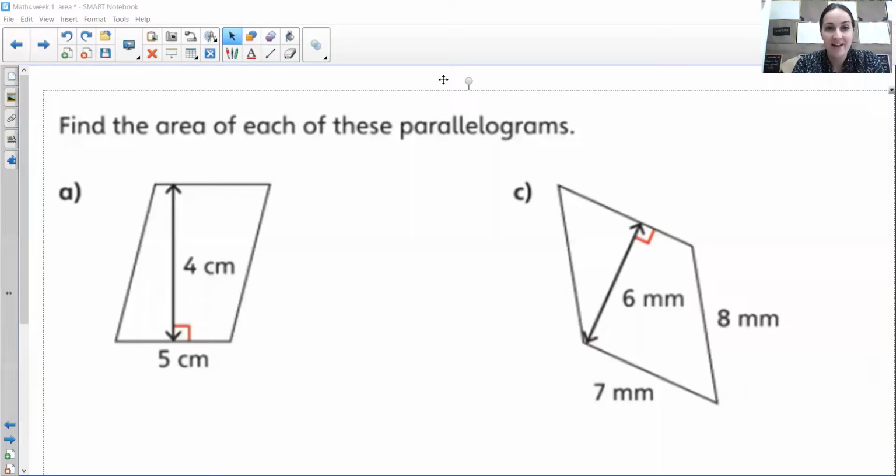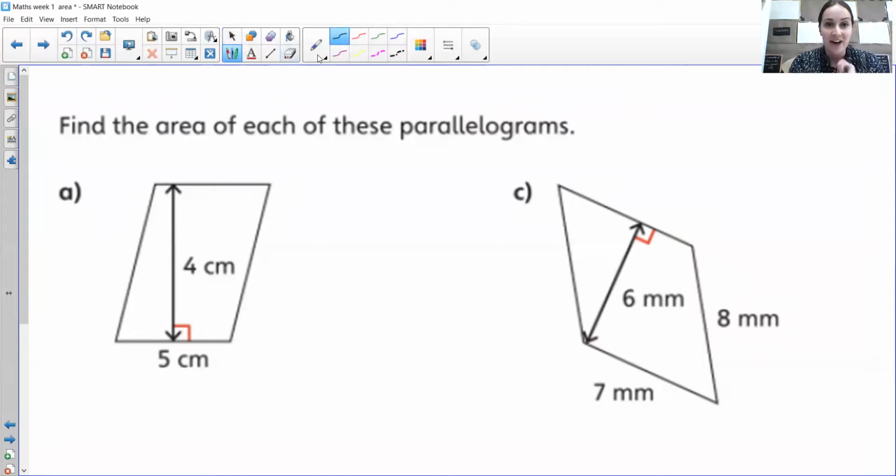Right then, let's have a go at this thing together. So I want you to have a go at finding the area of each of these parallelograms. So remember, to find out the area, we need the perpendicular height, which meets the base at a right angle, and then we times. Don't get tricked by the other measurements that are there as well. Pause the video and have a go.